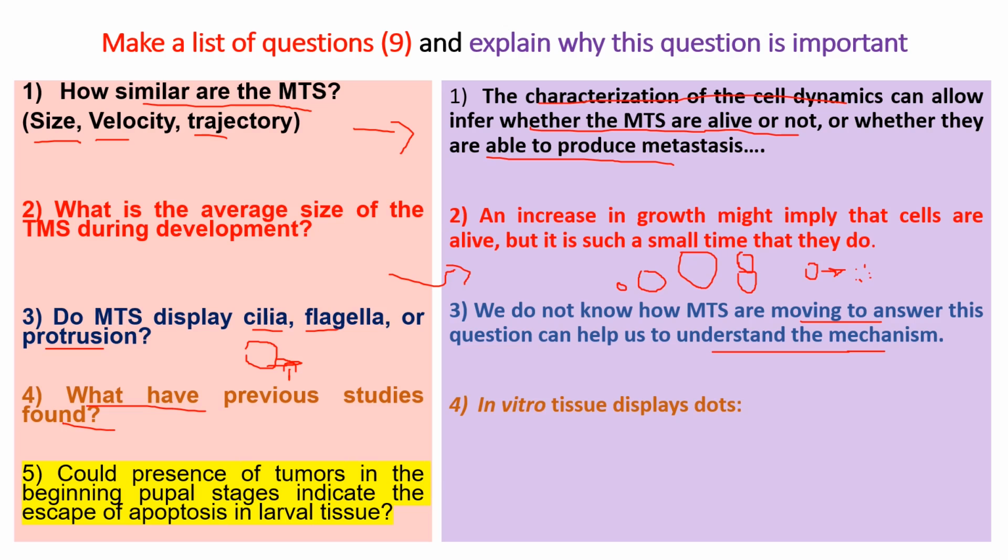And of course, a question that you have to ask is what other people have found in this system. For example, we know that people using tissue culture, when they imaged legs, found dots, and we can try to see if these dots are similar to those or not. And what I want is for you to ask why those questions are important, and then try to see if those questions are testable.